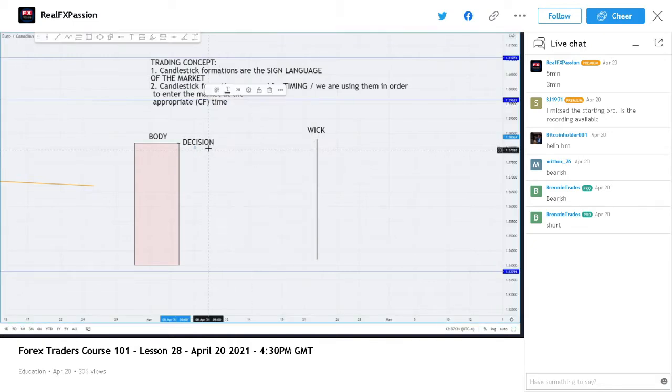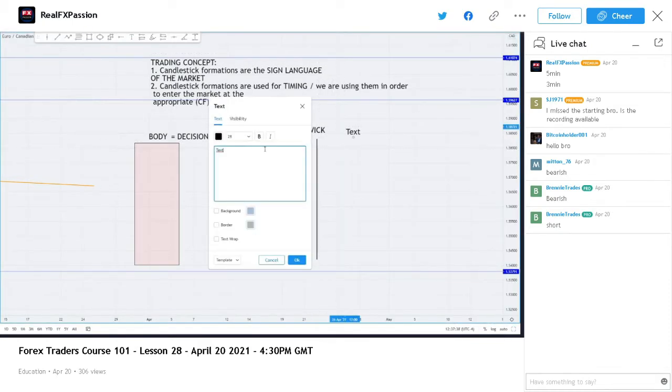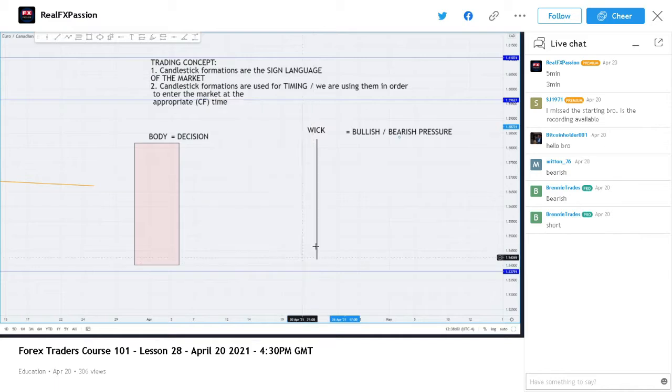Okay, just give me a second. I'm going to explain to you that the body equals decision, and the wick equals... Don't worry, I'm not going to bother you with bullish, doji, and the names. Not important if you ask me, but you need to understand how those work. So the wick would be bullish slash bearish pressure. Okay, everybody, makes sense?